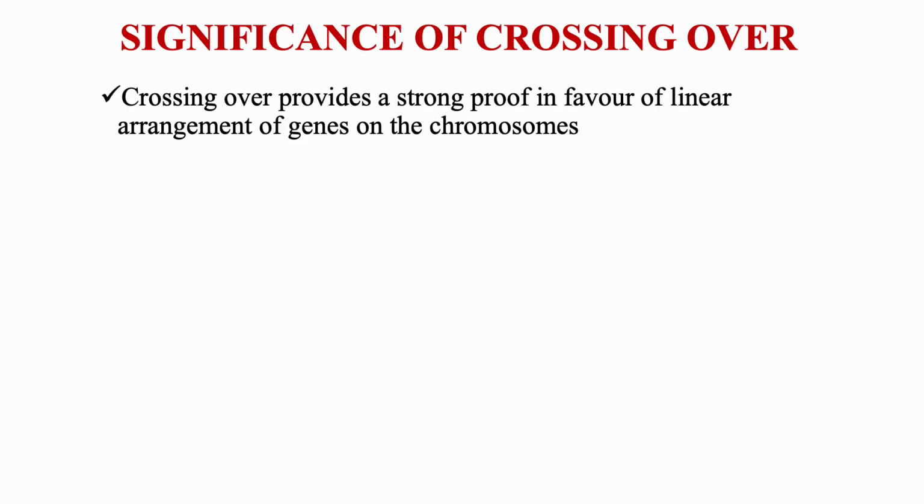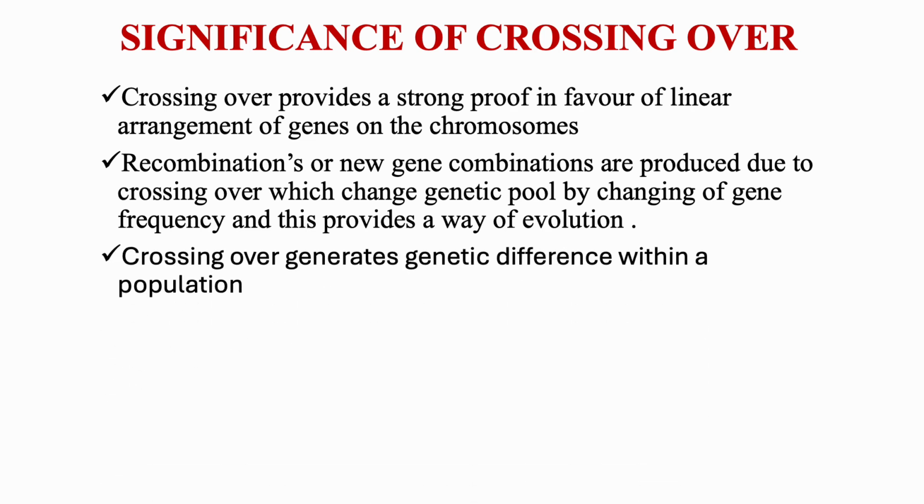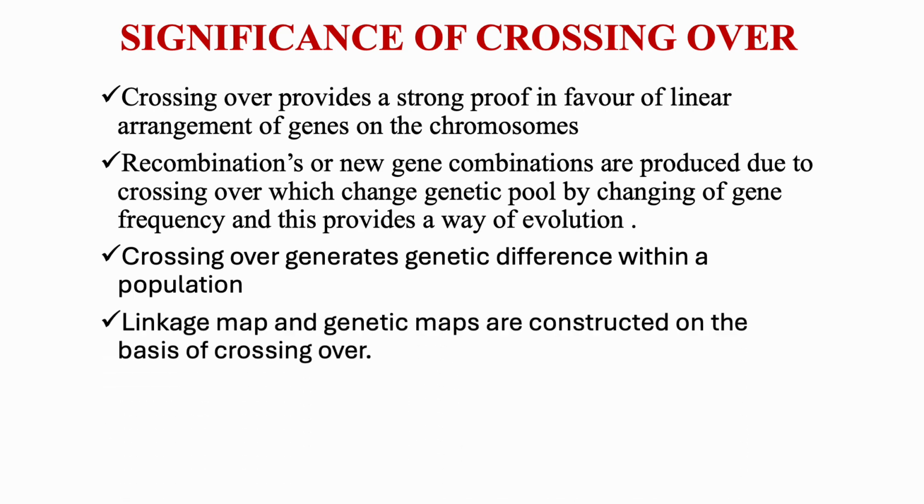So let us now see the significance of crossing over. Crossing over provides a strong proof in favor of linear arrangement of genes on the chromosomes, and the recombinations or new gene combinations are produced due to crossing over, which change the genetic pool by changing gene frequency, and this provides a way of evolution. Crossing over generates genetic difference within a population. Linkage maps and genetic maps are constructed on the basis of crossing over.